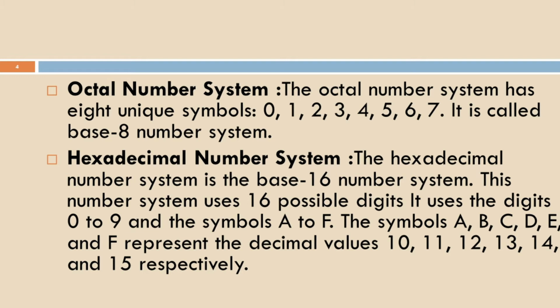The hexadecimal number system is also called the base 16 number system. This number system uses 16 possible digits. It uses the digits from 0 to 9 and the symbols from A to F, where A represents 10, B represents 11, C represents 12, D represents 13, E represents 14, and F represents 15.